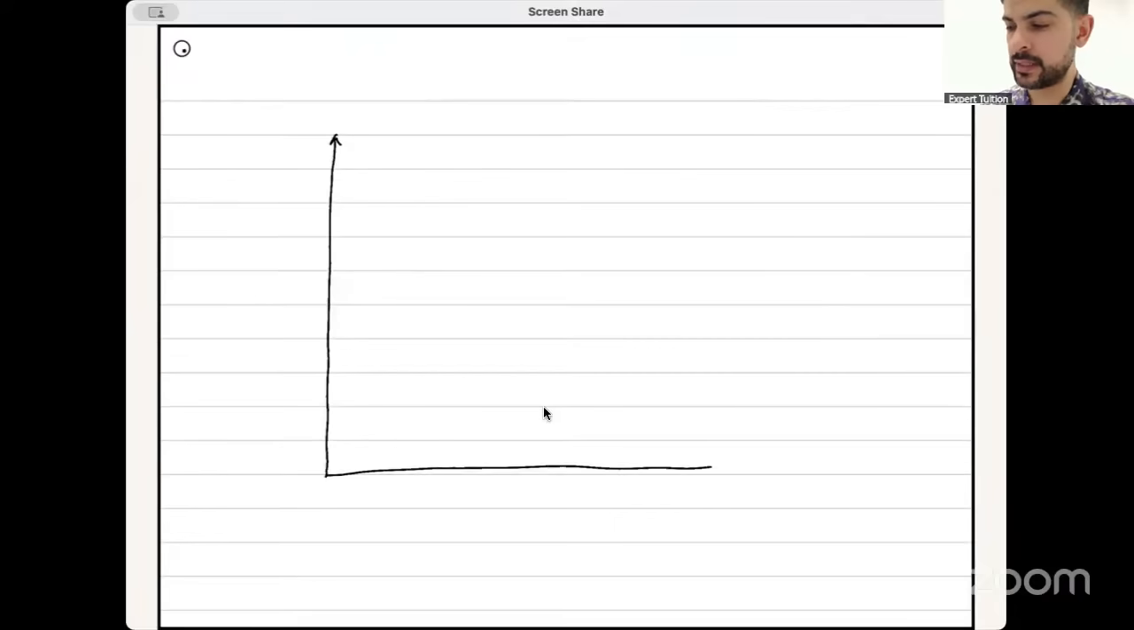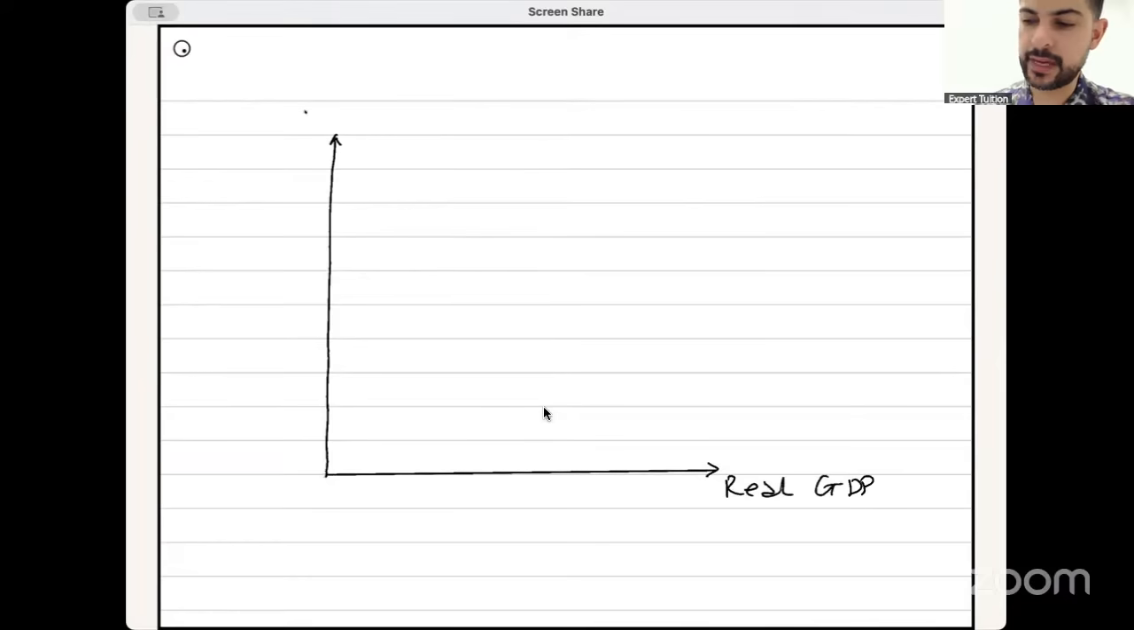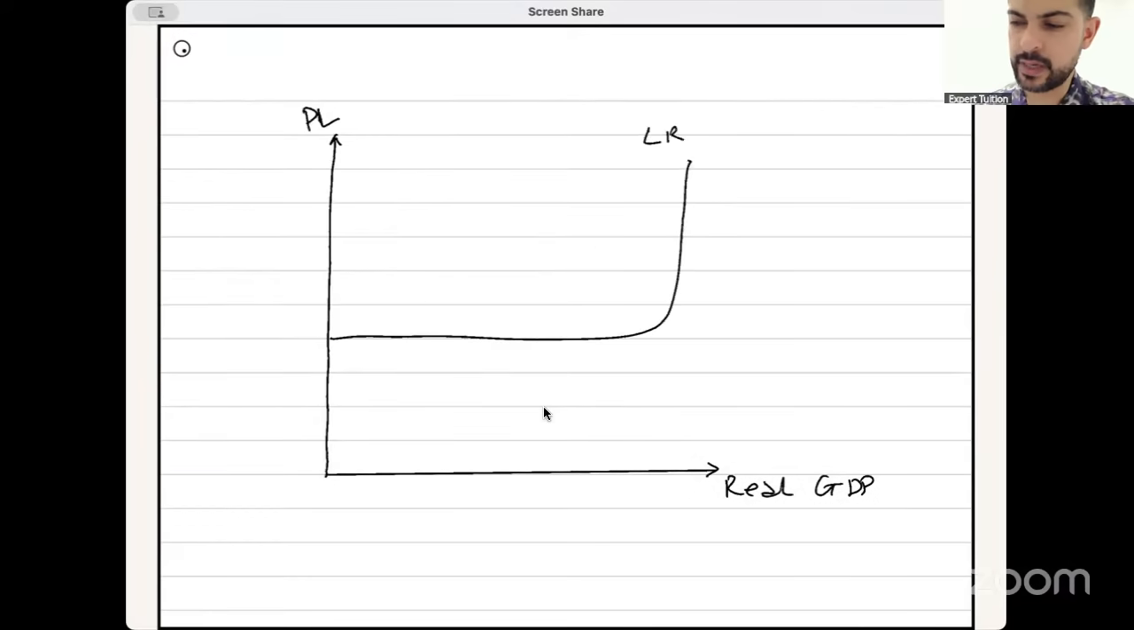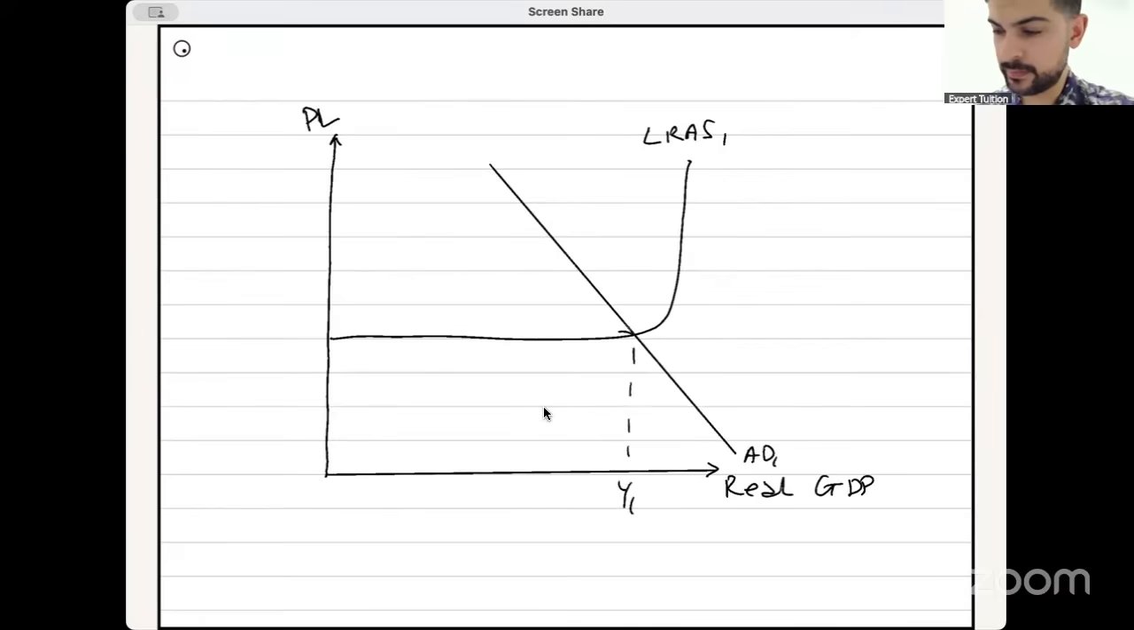So if they reduce taxes and people spend more in the economy, hopefully it shifts our aggregate demand. I'm sure up here, I can't bother to write price level. Here's LRAS. Right. AD1. Y1. P1.